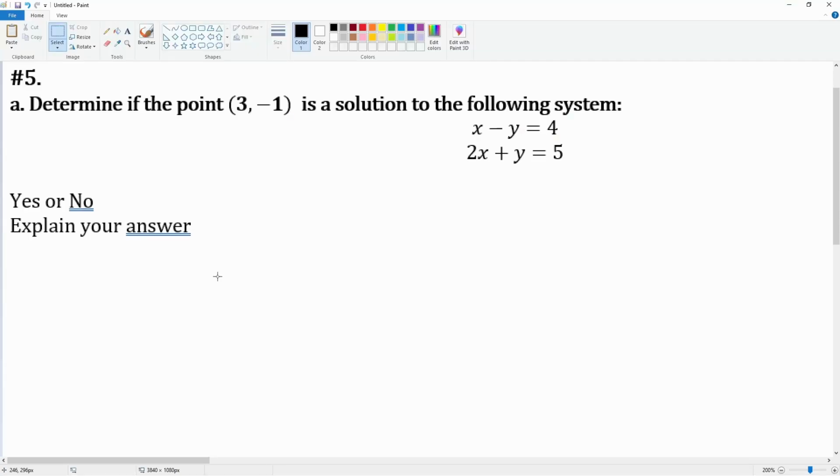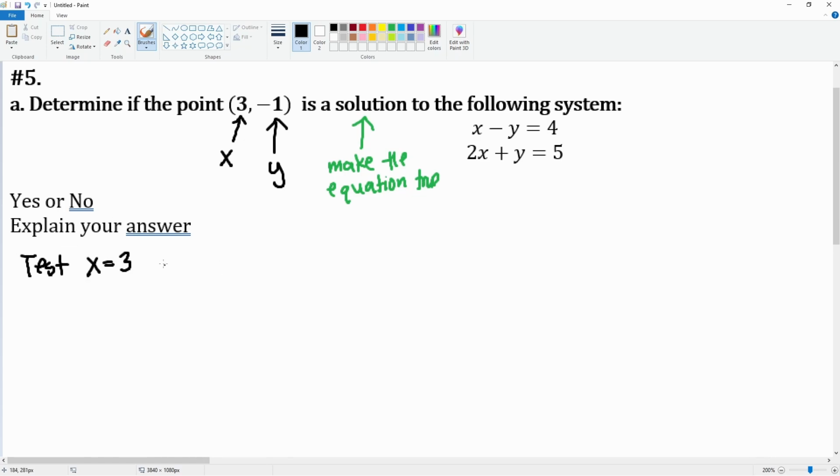Number 5, we're going to determine if these points are a solution to this following system. What that means for it to be a solution is that we would say that the values make the equation true. That would make it a solution. Notice the 3 in front of the coordinate value is the x value, and then the -1 is the y value. So we're going to test x is equal to 3 and y is equal to -1 to see if it's valid. So let's plug this into the equation.